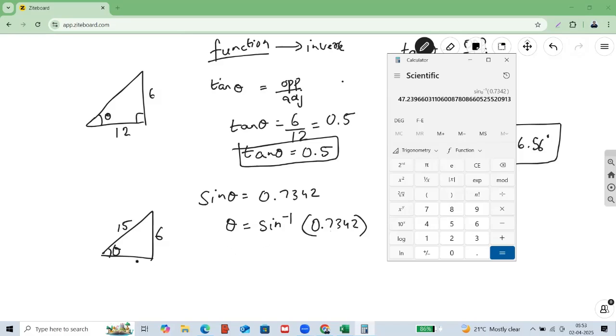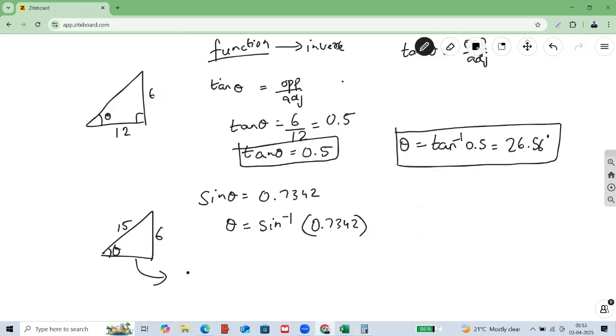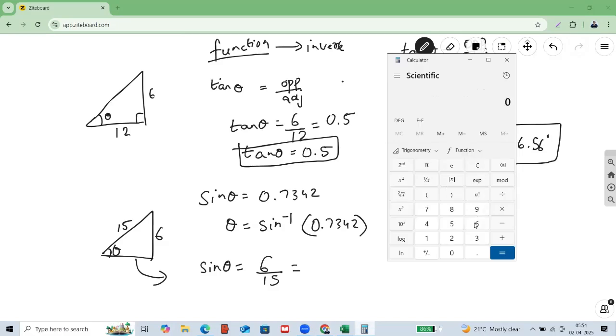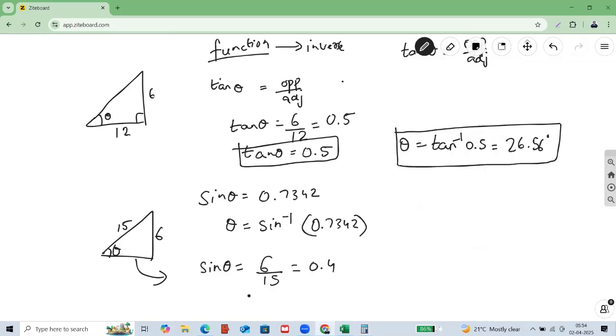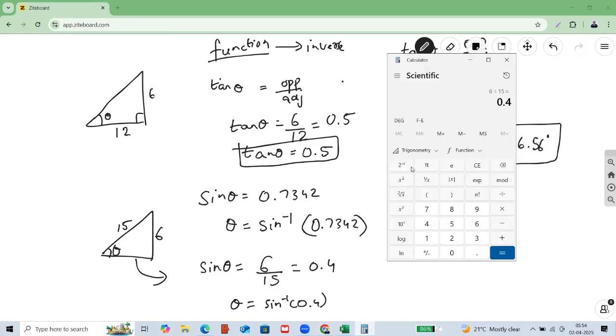Now, let's take this example itself, 6 by 15. To find theta, sine theta is equal to 6 by 15. 6 divided by 15 is 0.4. So, theta will be sine inverse of 0.4. I go to trigonometry, take the sine inverse of it, and I get 23.578. Don't press equal to again, it will get divided again.